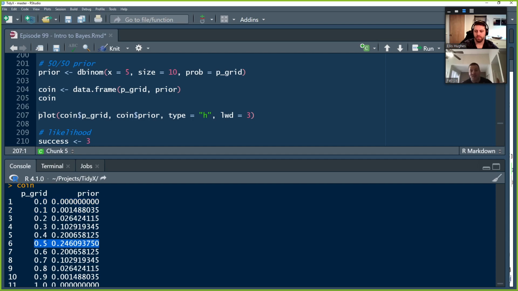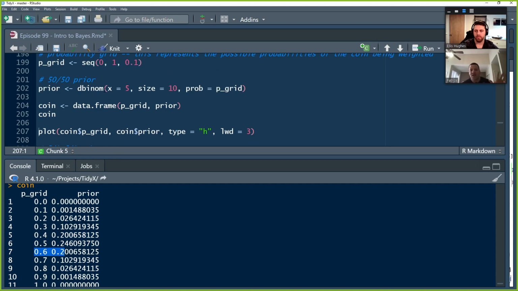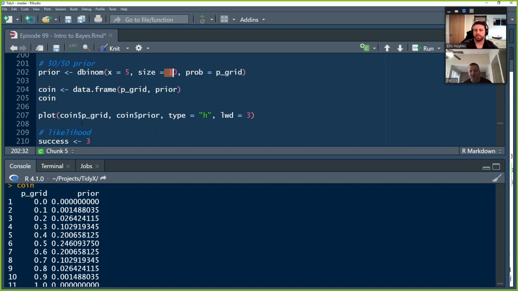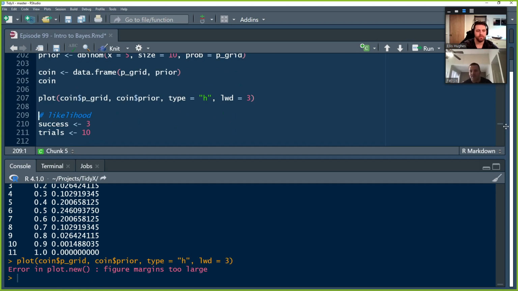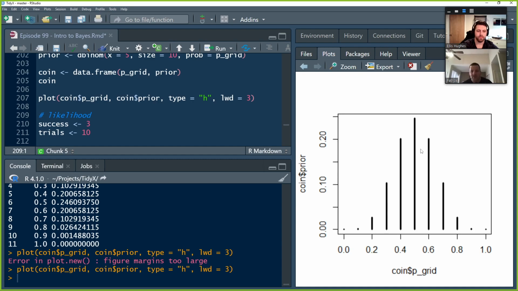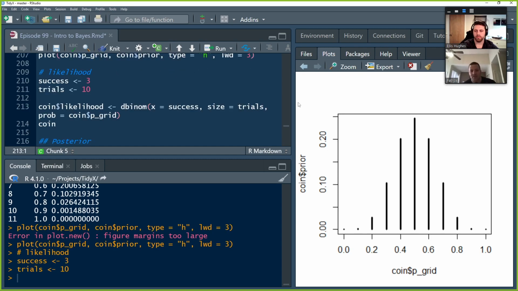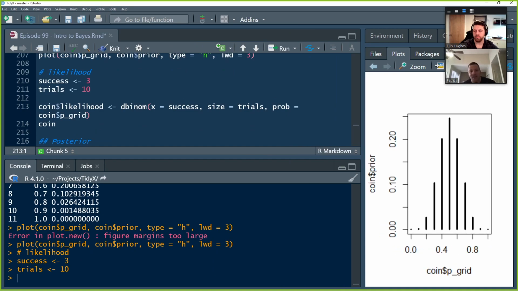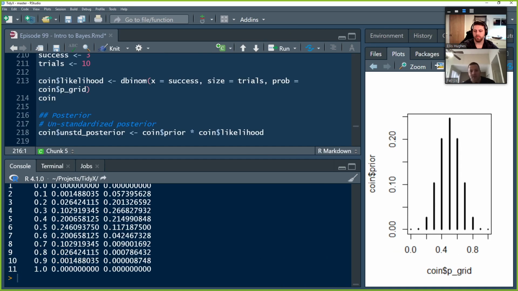And we could see that there. I use dbinom to weight that probability grid and say, I want to commit myself to saying this is probably a fair coin. Okay. So we could plot that and look at this simple histogram. And we see that most of the mass is right around 50-50, and at 0.4 and 0.6 it starts to fall off. We observe our 3 out of 10 observations, 3 successes, 10 trials. We create our likelihood, and we have our table here.